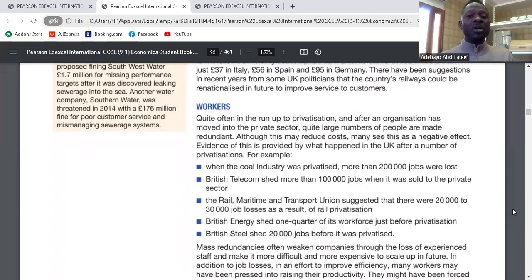Quite often in the run-up to privatization and after an organization has moved into the private sector, quite large numbers of people are made redundant. Although this may reduce cost, many see this as a negative effect. Evidence of this is provided by what happened in the UK after a number of privatizations. Example, we're not going to go into that.